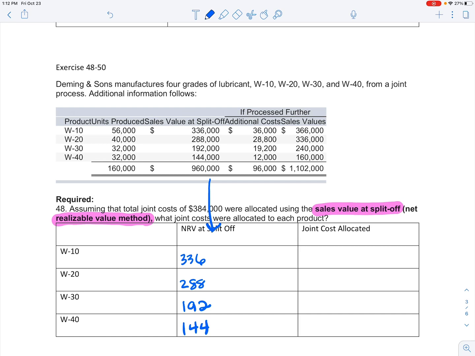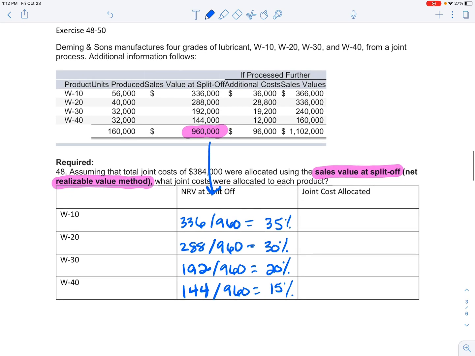What I want to do is find a percentage. To get that percentage, I have to divide by the total. So I take this, I divide by 960 on all of those. And if I do all those percentages, 35%, 30%, 20%, and 15%. Again, you're going to want to go back, make sure that these equal 100%, otherwise something went wrong in your calculations and you're going to want to redo that.